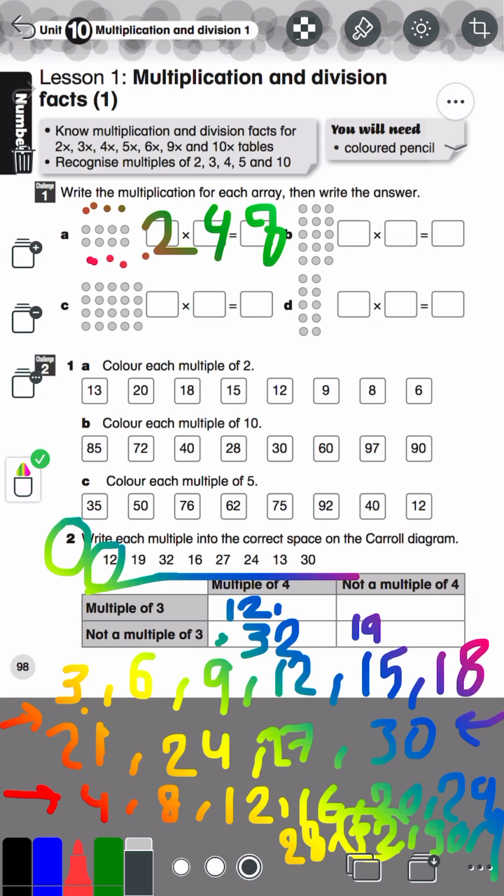Let's take the other number, 16. 16 is not a multiple of 3, but a multiple of 4, so you write it here. 27 is a multiple of 3, not a multiple of 4. So it goes in multiples of 3, 27 here. And so on. That's it for today.